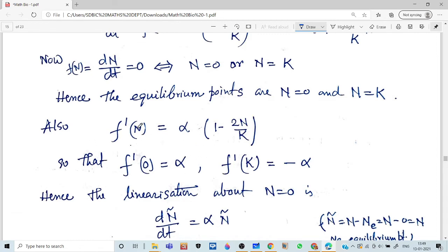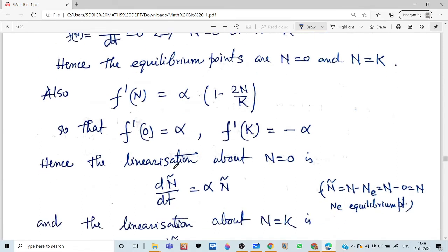And put k in place of n. So k by k equal to 1, so 1 minus 2 gives minus alpha. So f' at the point n equal to 0 is equal to alpha, and f' at the point n equal to k is equal to minus alpha.